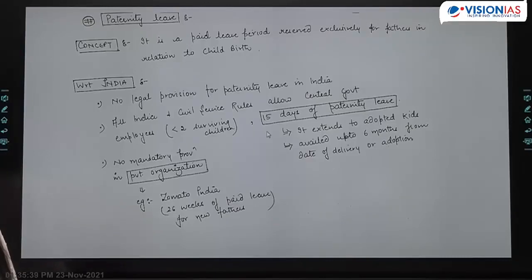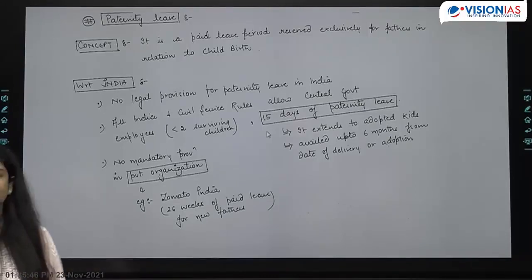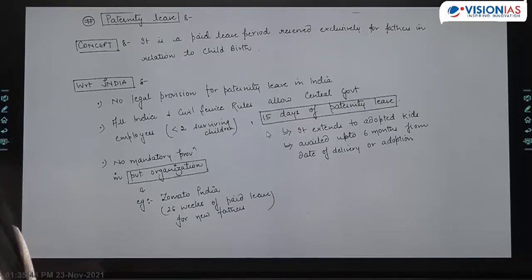Is that very clear? Okay. So with respect to private organizations, we do not have any provision. अपनी मर्जी से, जैसे UNICEF ने 16 weeks paid leave दी है, and Zomato India has talked about parity लाने के लिए 26 weeks of paid leave is being provided.